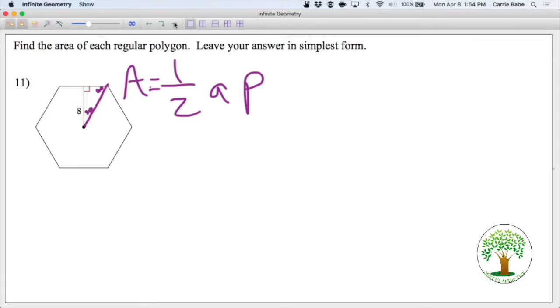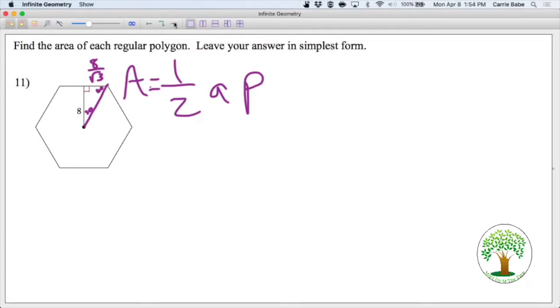If this side is 8, how do we find the little one? 8 divided by square root 3. Is that right? I agree. That's fine. I'm not going to do anything with it just yet. I'm not going to rationalize it just yet. We can do it in a minute. We're going to have to leave it in symbols, in radicals. You can't do decimals.